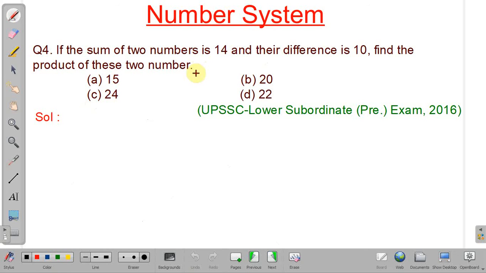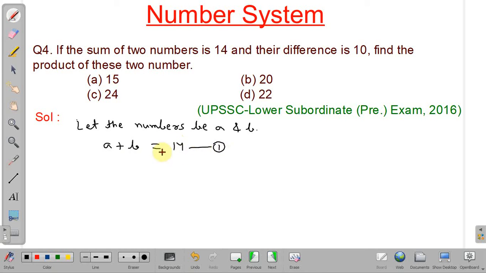In this, what is given? Sum of two numbers is 14 and the difference is 10, and we have to find the product of two numbers. So let the numbers be A and B. So A plus B equal to 14. This is our equation number 1. And A minus B equal to 10. This is equation 2.